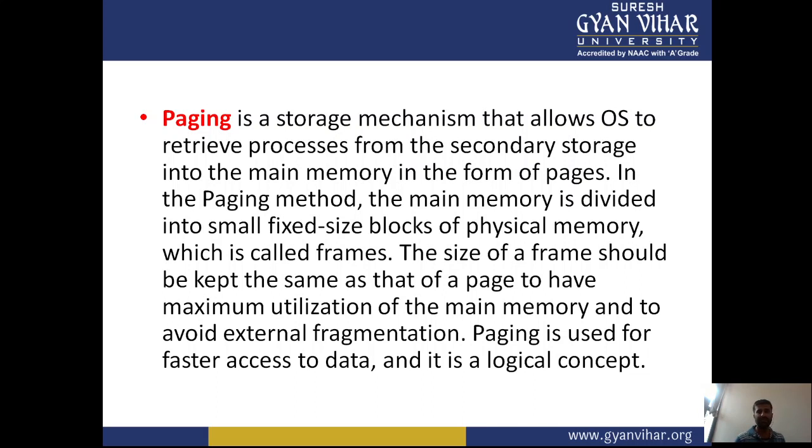There are four separate processes in the system, that is A1, A2, A3, A4, of 4 KB each. Here all the processes are divided into pages of 1 KB each, and these processes can be distributed, right? So this is the overview about paging, right?